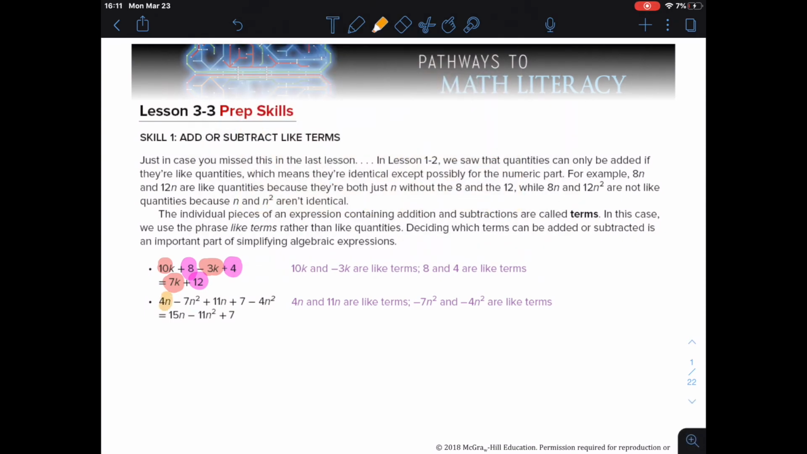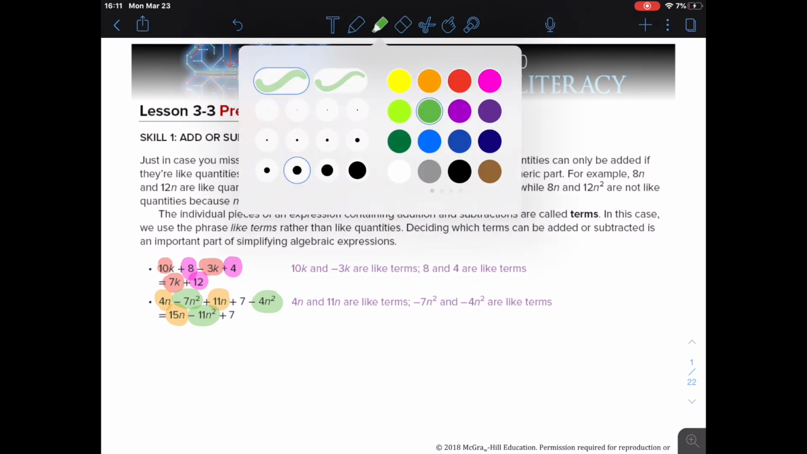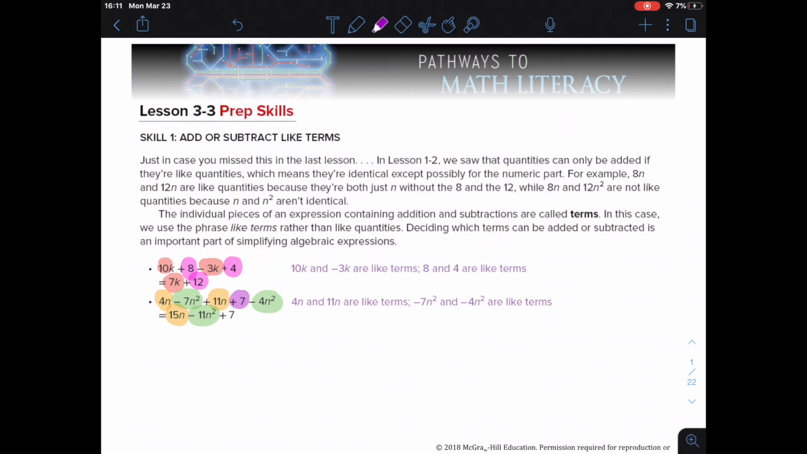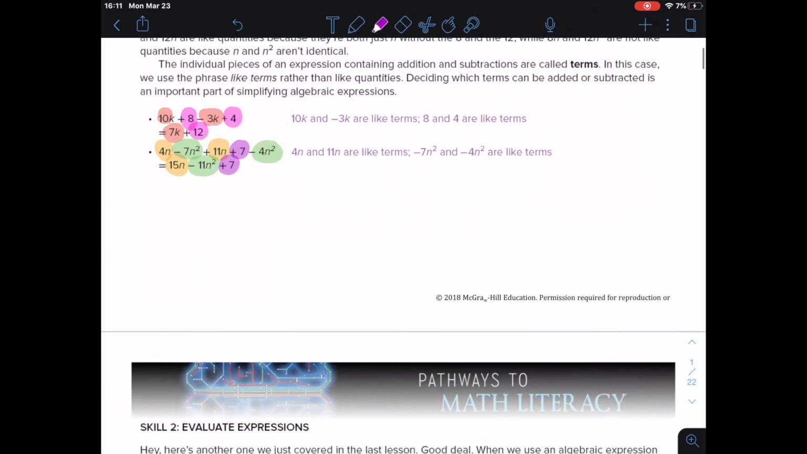And in the next expression, you've got 4n and another 11n, so in total you have 15n. You have a negative 7n squared and a minus 4n squared, in total you've got negative 11n squared. And then finally the 7 is alone, there's no other plain constant terms, so you just bring that down by itself. Okay. So that's our first prep skill we want to use.